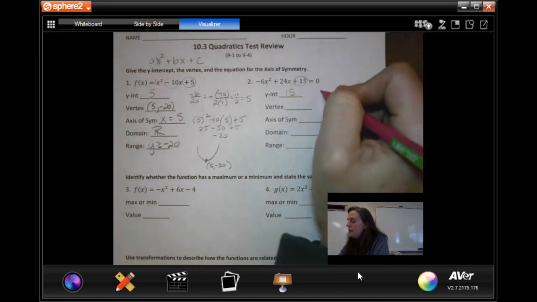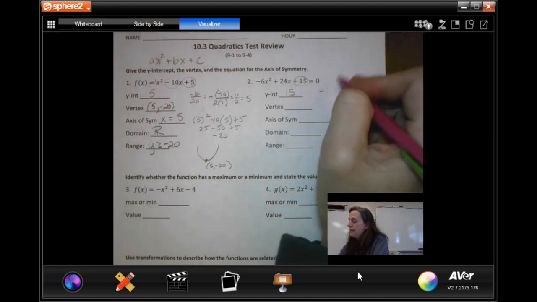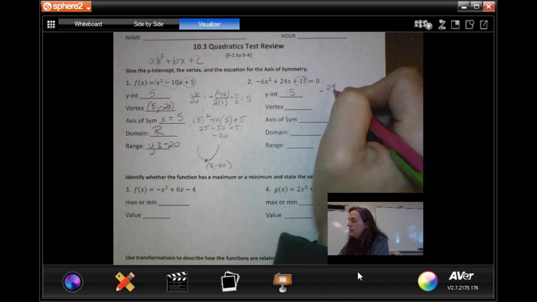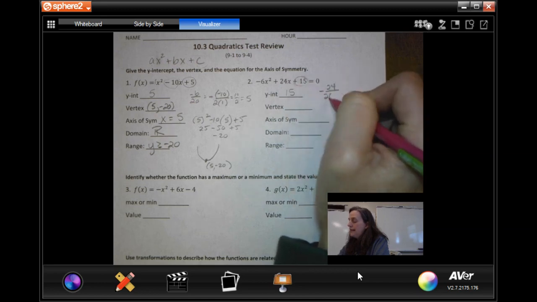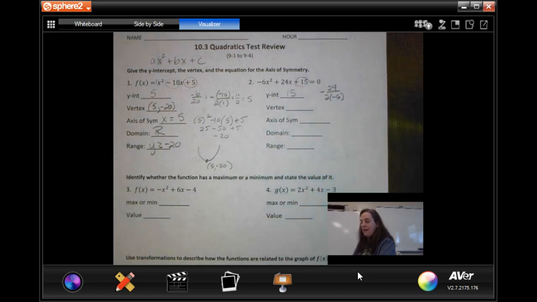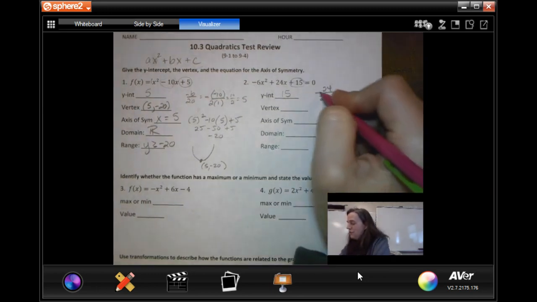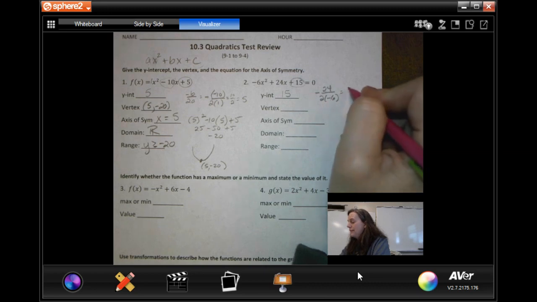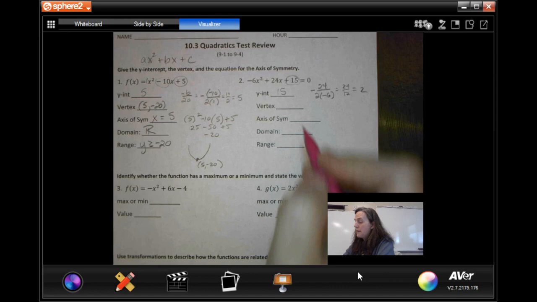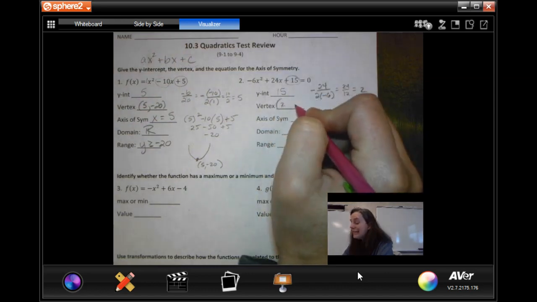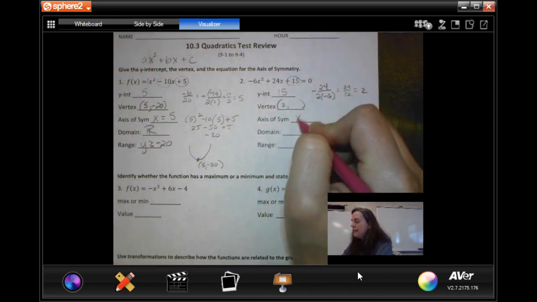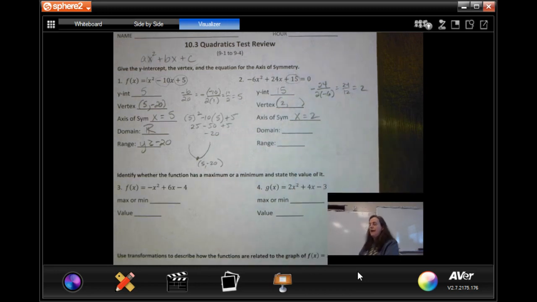Vertex, so negative b over 2a. Negative b is 24. And then 2 times negative 6 is our a value. This is an interesting one, isn't it? We have 2 negatives, so it'll end up being positive. 24 over 12, or 2. That's our axis of symmetry. So that's the X value for the vertex. And the line, if we drew that vertical line on this one, he would be at 2.